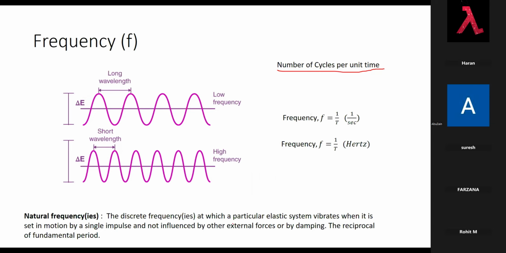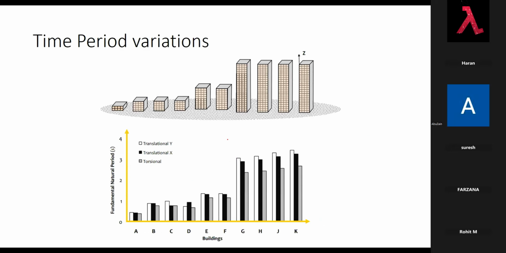What is natural frequency? Frequency, there are two terms, natural frequency. Actually I have another slide to explain natural frequency. Right now, natural frequency is 1 by time. It is measured in 1 by seconds, or simply we can call it hertz. Now I'll come back to this time period problem.